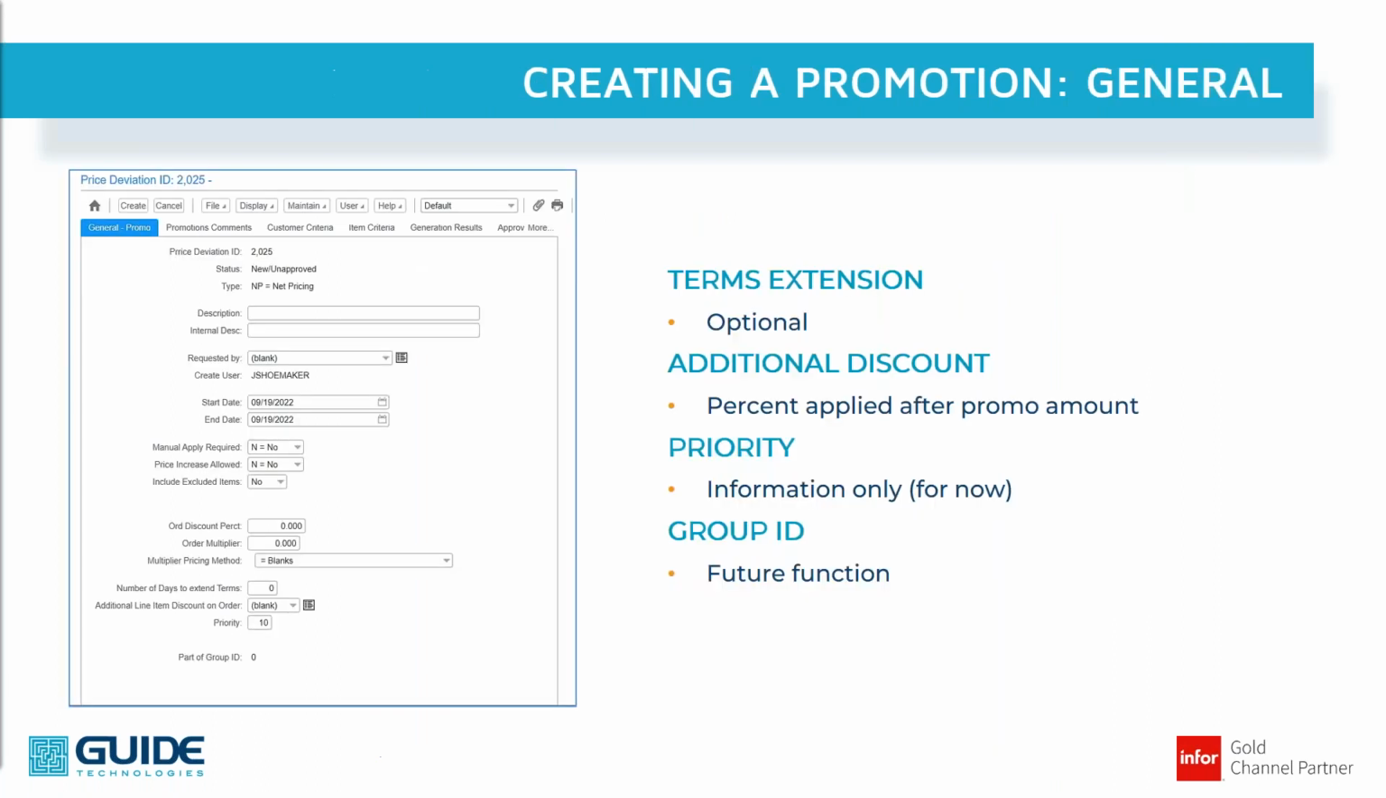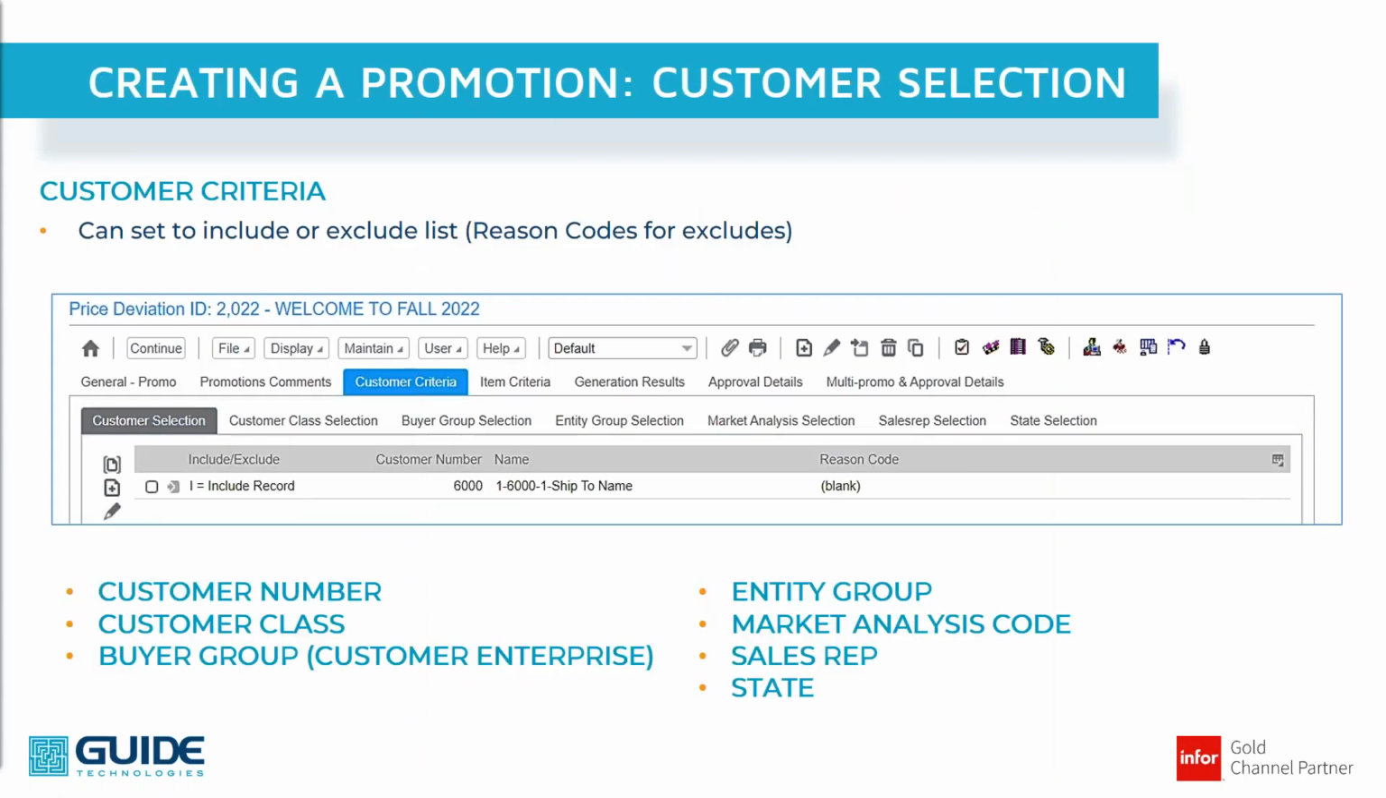So now I have the outline. Basically, the general tab gives me the outline of my promotion. The next two tabs that we need to address are the customers and the items that are included within this promotion. Both of them have several different ways that we can add to the list. For customers, I can add customers by their customer number, so individually add specific customers. I can also add customers by their customer class, by their buyer group, which actually looks at the customer enterprise. We call it buyer group. If you use enterprise for something else, you could do it by enterprise, but this is how we control customers that are part of a buyer group.